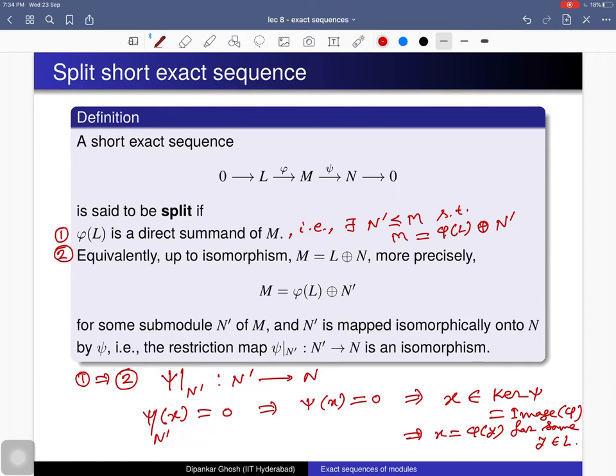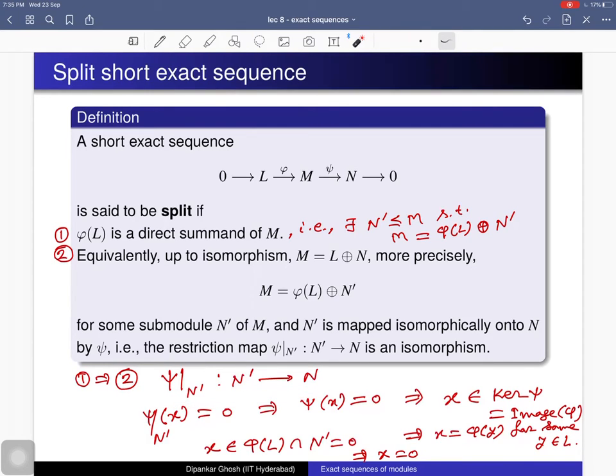And then you see that this x is there in both phi of L and also in N prime, since you are starting with an element of N prime. But since it is an internal direct sum, the intersection of these two submodules should be 0. So x should be 0. So, this proves that this map is injective.